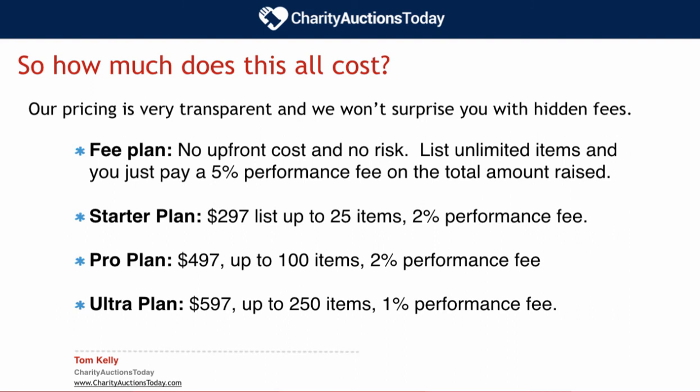If you plan on raising over $15,000 or $20,000 in your auction, you can go with a prepaid plan, which means you'll pay a little bit more money up front, and we're going to lower your performance fee. So we have a starter plan up to 25 items. It's $297, and it comes with a 2% performance fee. Then we have a pro plan. It's $497. You can list up to 100 items, and that also has a 2% performance fee. And we have an Ultra plan. It's $597, and you can list up to 250 items, and that lowers your performance fee down to 1%. And if you need a plan higher than 250 items, don't worry. We have plans that can go up to 1,000 or unlimited items.